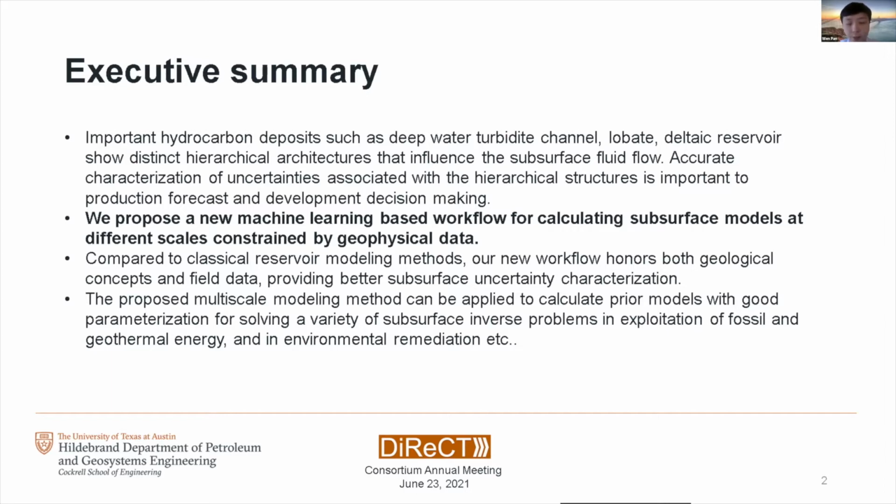for our subsurface modeling. And also, the proposed multi-scale modeling methods can be used to solve different inverse problems in our energy exploration projects, like the geophysical inversion or production data history matching.